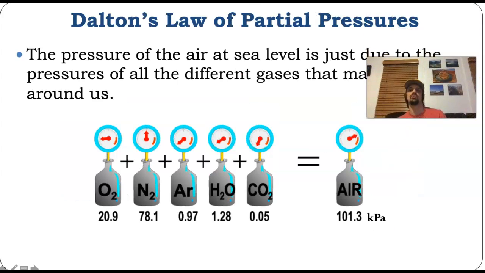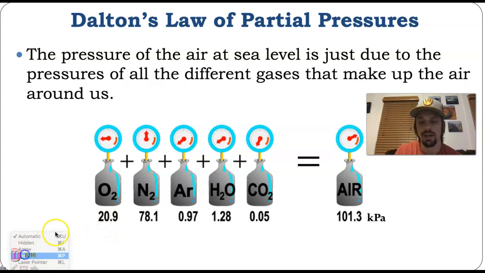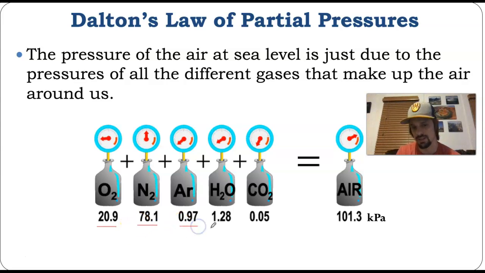So what does this have to do with everyday life? Well, air is a mixture of gases. So how do I get that total pressure at sea level, 101.3 kilopascals, or 1 atmosphere? Well, it's because of the individual components in it. It's because 20.9 kilopascals is from oxygen. This is from nitrogen. This is from argon. This is from hydrogen or water, and this is from carbon dioxide. And there are other trace gases that make up air. But those individual components tell me the amount of each gas that I have in my total pressure.